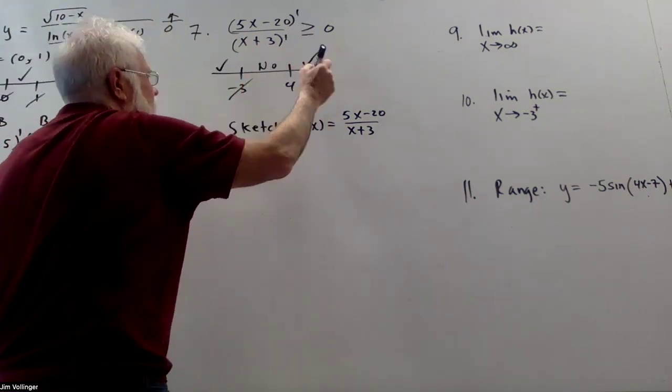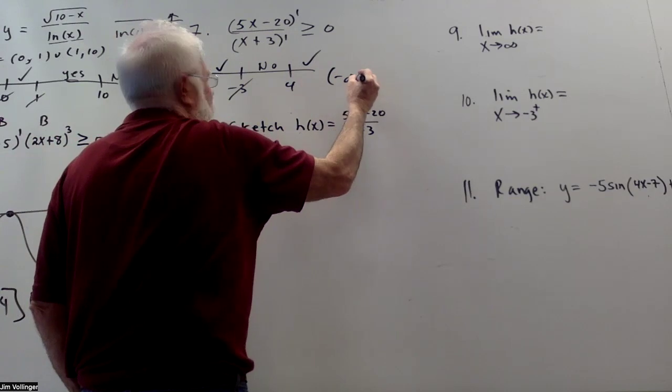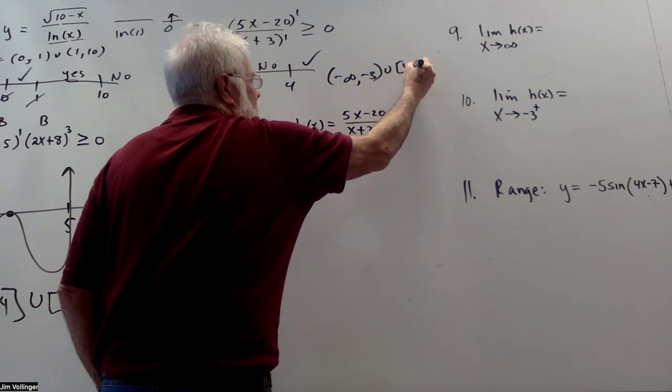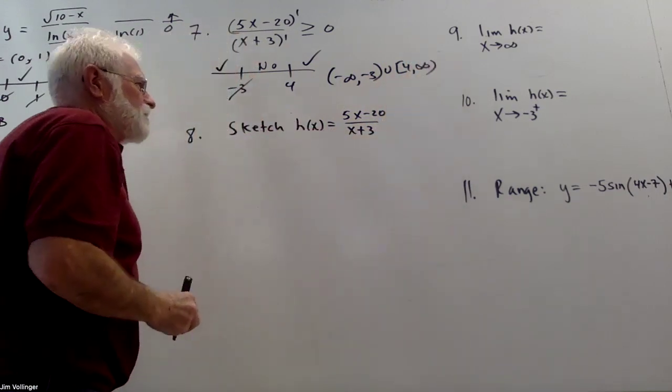So when is this thing bigger than or equal to 0? Negative infinity to -3. -3 doesn't work. 4 to infinity does. Hopefully I'm keeping the pace up.